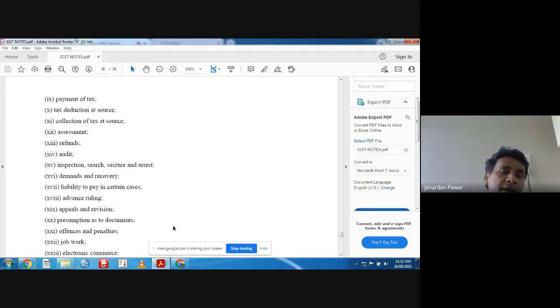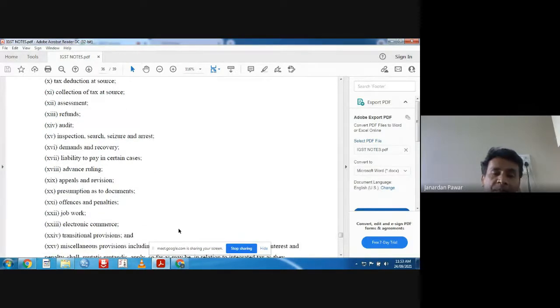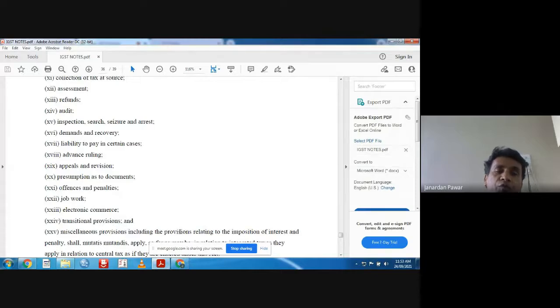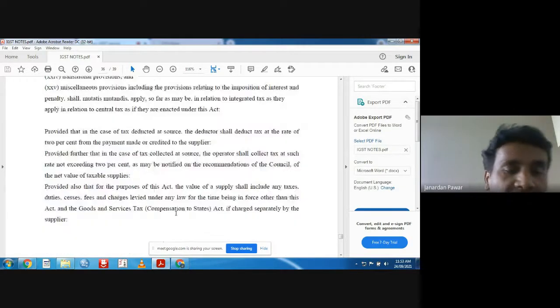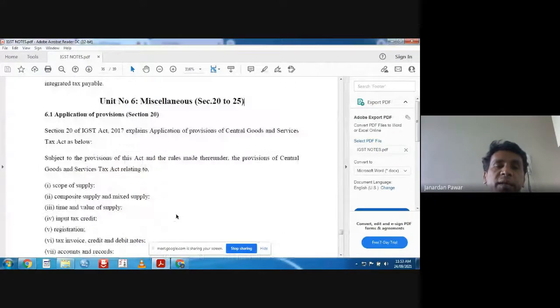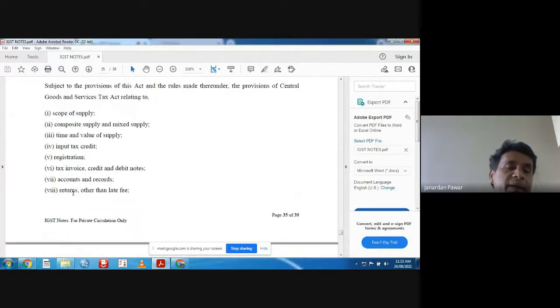arrest, demands and recovery, liability to pay in certain cases, advance ruling, appeals and revision, presumptions as to documents, offenses and penalties, job work, electronic commerce, that is e-commerce, we know, transitional provisions, miscellaneous provisions, including the provisions relating to the imposition of interest and penalty, shall mutatis mutandis apply so far as may be in relation to integrated tax as they apply in relation to central tax, as if they are enacted under this Act. So all those provisions are made for all those items. So under Section 20, they have covered provisions regarding all these. How many items are there? Let me see.